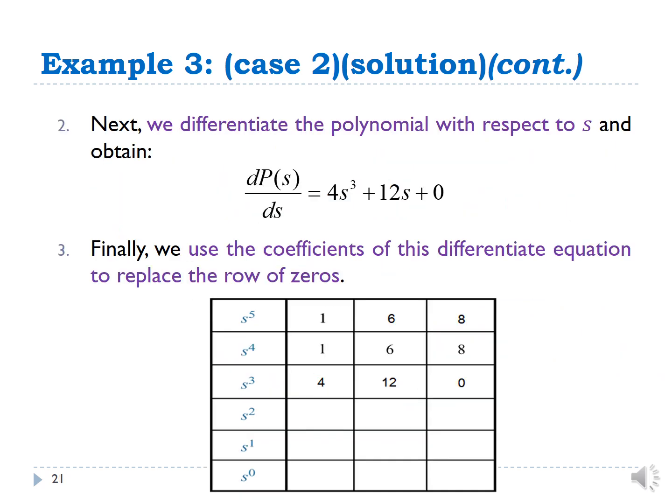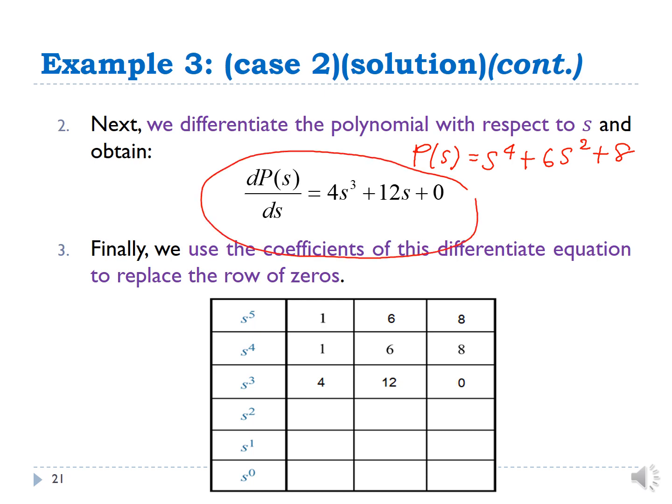We now have the polynomial equation P(s) equal to s power of 4 plus 6s power of 2 plus 8. The third procedure is to differentiate the polynomial with respect to s. The equation here is obtained based on differentiation of the polynomial with respect to s.